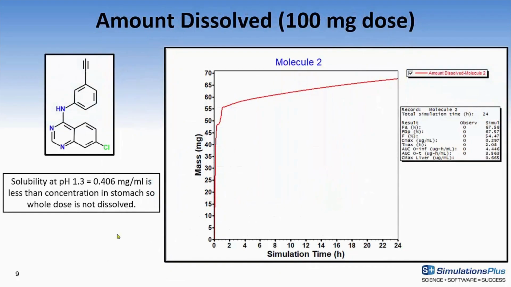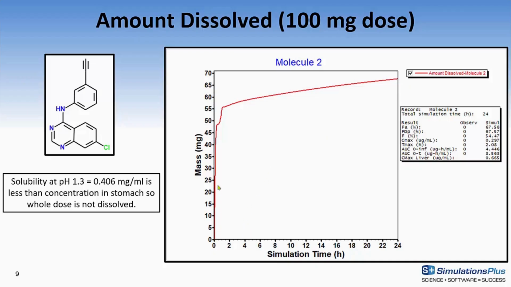So if we look at the pH profile for the compound I just showed, put into GastroPlus. Here we're looking at a 100 milligram dose of this particular compound, and it's a simulated PK run. The red line here represents the amount dissolved. And again, remember that this is a 100 milligram dose.